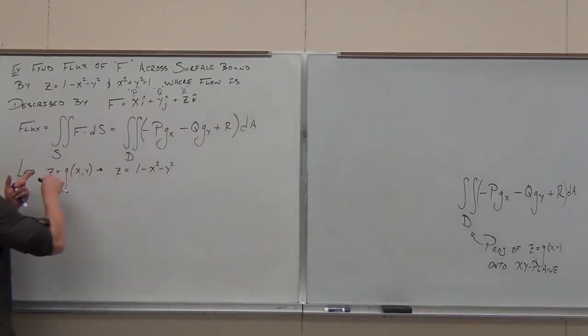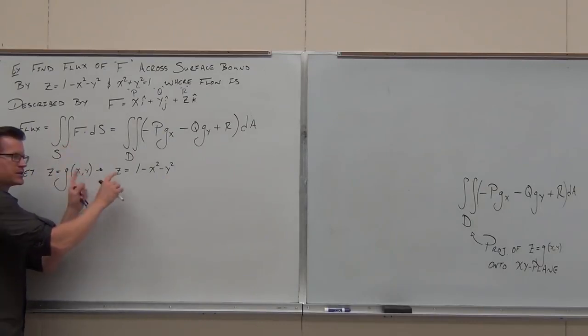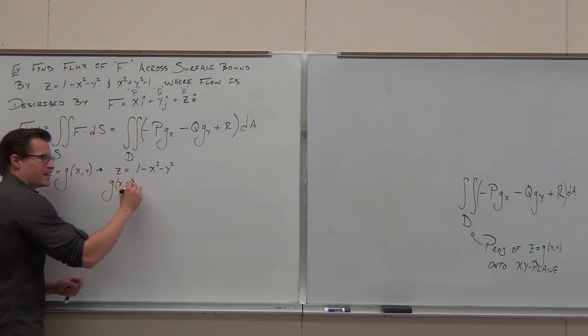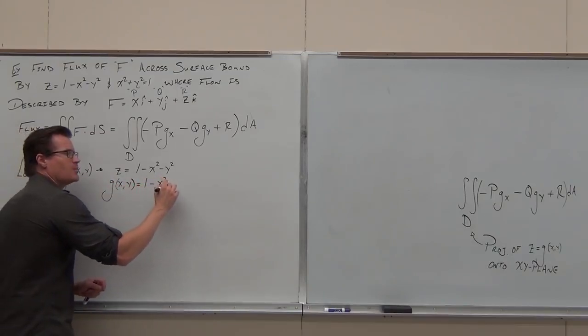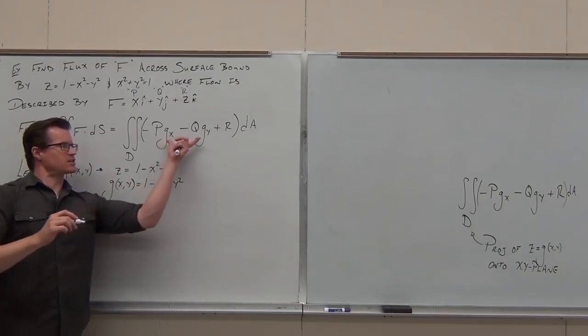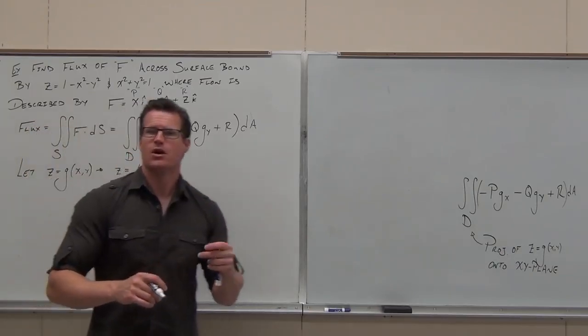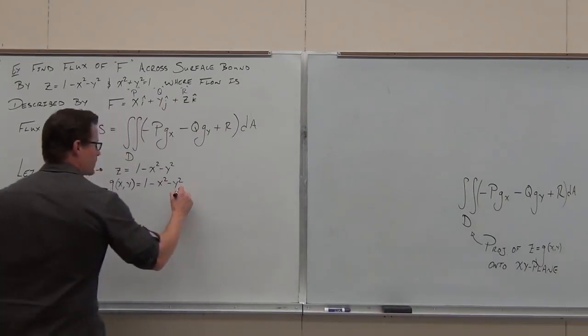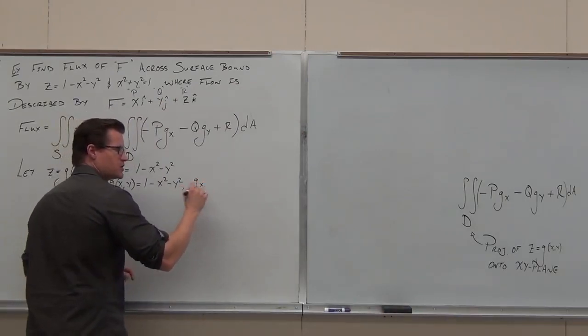Well, if z is our g function and z equals this, then our function in terms of x and y is just exactly the same thing. But it allows me to use this stuff. It allows me to take partial derivatives with respect to x and y. Notice there's just x's and y's. So right now I want to find the partial derivative of g with respect to x.